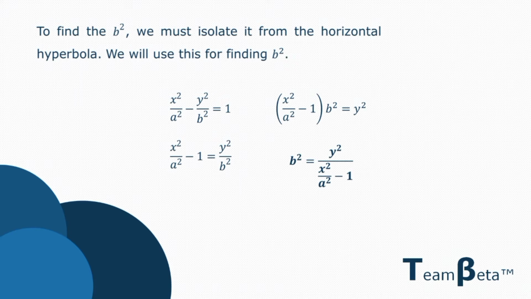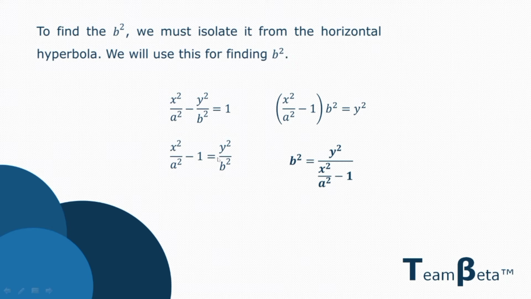To find b squared, we must isolate it from the horizontal hyperbola. We will use this for finding b squared. As provided, x squared over a squared minus y squared over b squared is equal to 1. We move y squared over b squared to the other side and we move 1 to the other. We switch them to different places. It will come out as x squared over a squared minus 1 equals y squared over b squared.